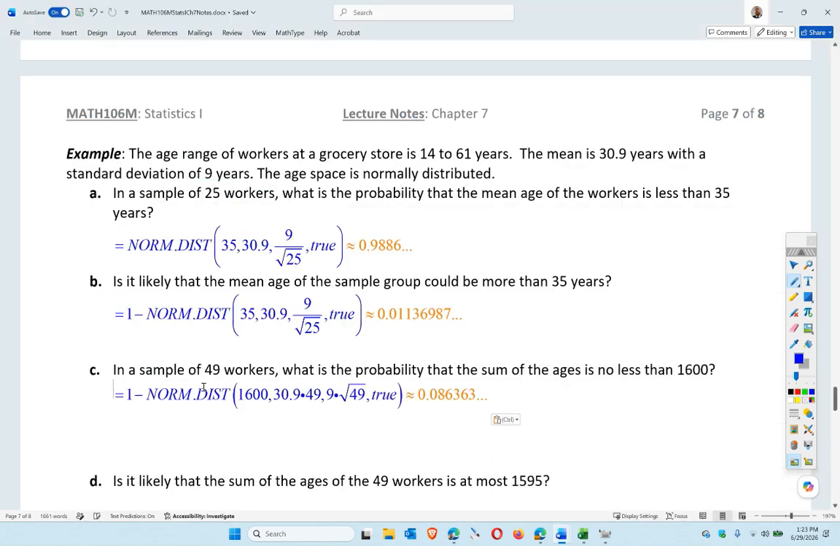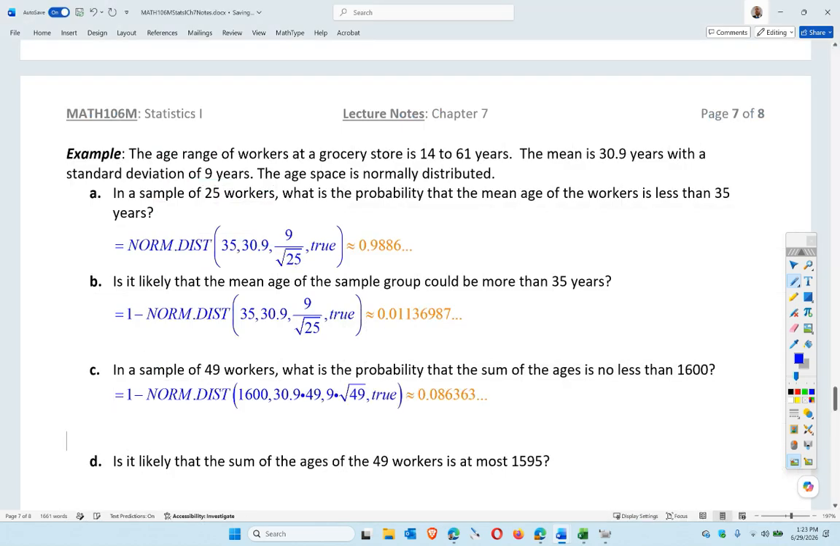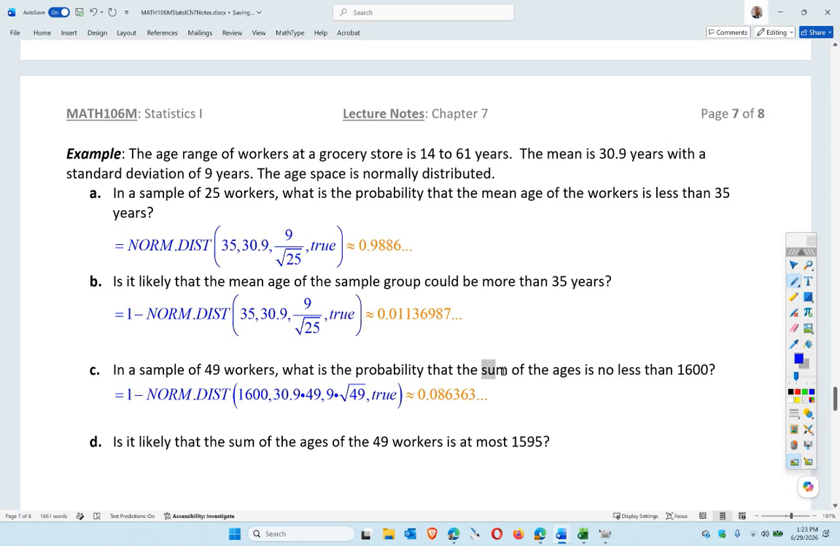All right, so again, whenever I see the word total or sum, that means you're not looking for the average of the group, you're looking for the total of the group or the sum of the group, which means you need to be multiplying in that case, right?